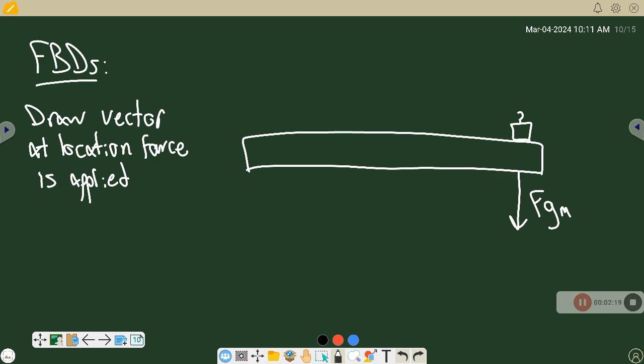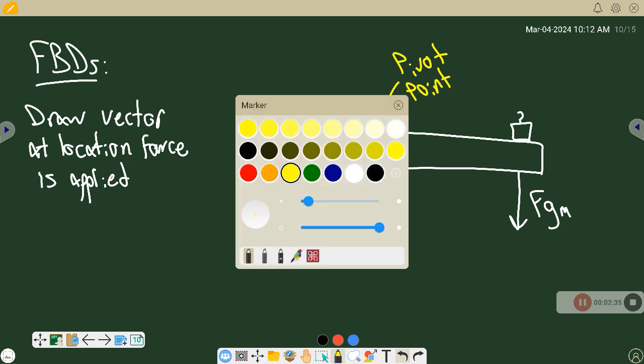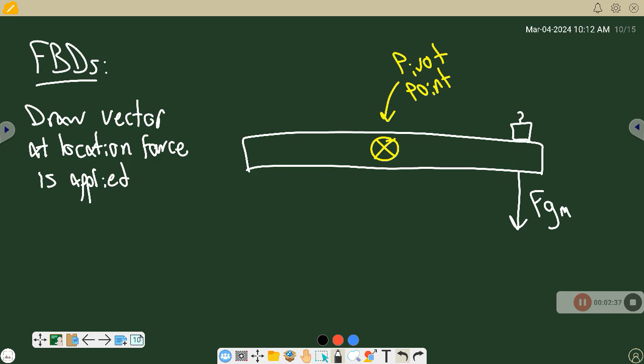Another important thing we have to denote for our free body diagrams is what we call the pivot point. That right there is the pivot point. That is the point at which the rotation originates from. Essentially, when this thing starts rotating, everything is going to be rotating around that singular point. Okay?